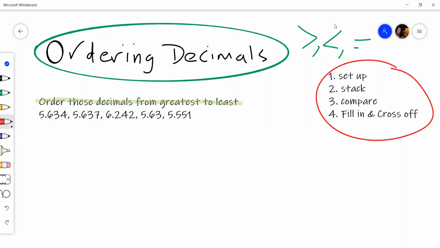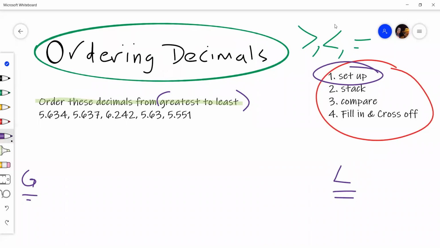So let's dive in. What are we doing? We're ordering from greatest to least. The first step is setting it up. This is an important one, and it's often overlooked. What I'm going to do is organize my paper so that it's ready to do this type of work, so I'm not guessing or playing around. The direction says to start with the greatest number, so I write a little G over here, and then it's going to the least, or the smallest value, so I put an L on the other side.